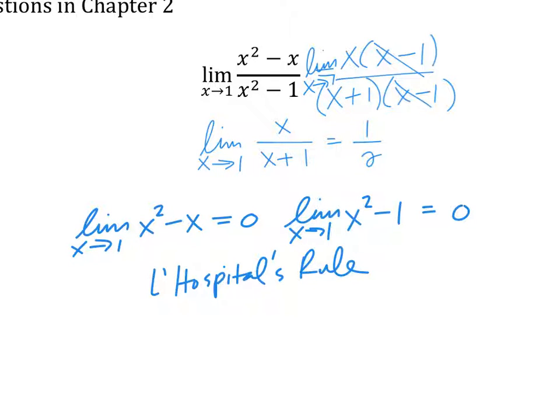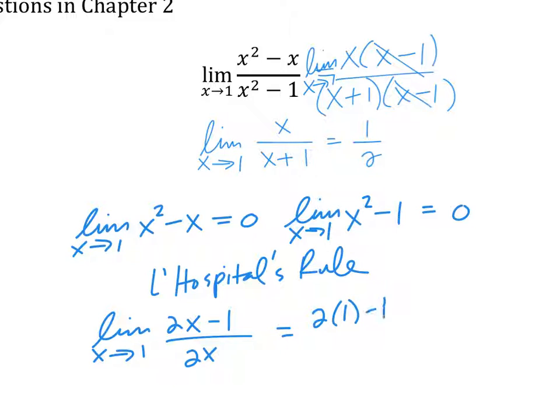That tells us we can just take the derivative. So the derivative of the numerator gives us what? Not a hard problem. What's the derivative of the numerator? 2x minus 1. Good. So the limit as x goes to 1 of 2x minus 1. And then what's the derivative of the denominator? 2x. Okay, now we substitute. So 2 times 1 minus 1 over 2 times 1, which is 1 over 2.